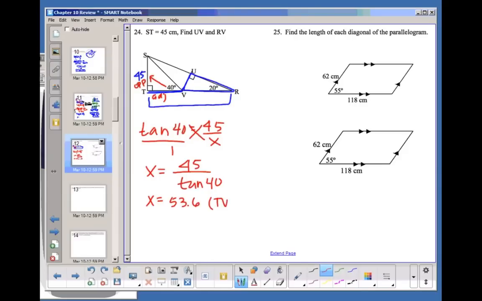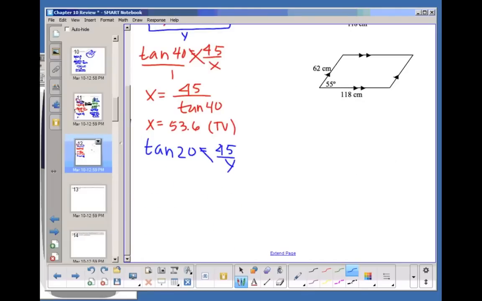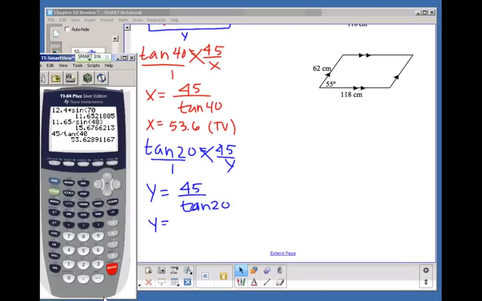And now I'm going to find TR, which is that whole distance. So I'm going to call that Y. And I'm going to be using that 20-degree angle now because it's on the whole big triangle. So tan of 20 equals 45 over Y because it's the opposite and the adjacent. So I'm going to cross multiply, and again, same concept as before. So I'm going to find that TR is a distance of, when I type it in my calculator, oopsie, I typed 220. Fix it up. Alright, 123.6.